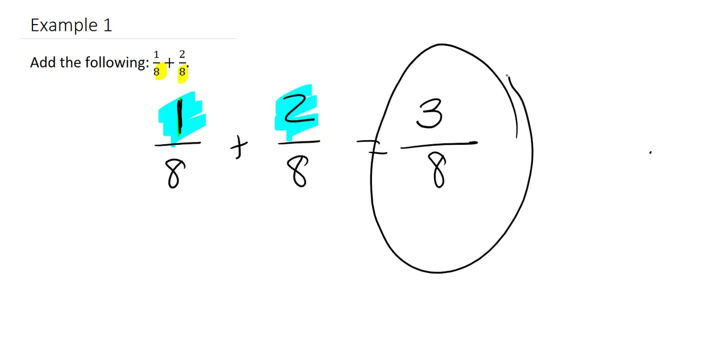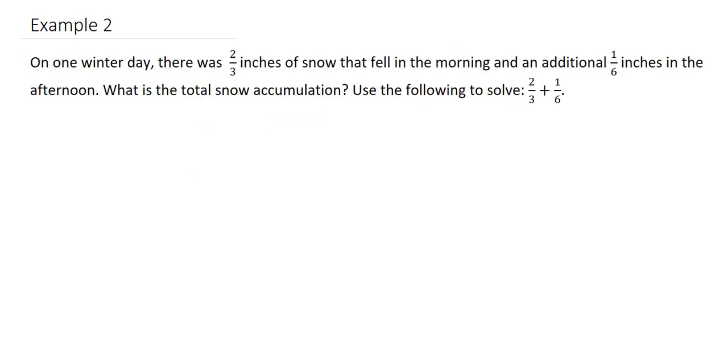Now let's look at another example. Example 2. On one winter day, there was 2/3 inches of snow that fell in the morning and an additional 1/6 inches in the afternoon. What is the total snow accumulation? We're going to use the following to solve. So 2/3 plus 1/6. The first thing we're going to notice is we have a 3 here and a 6 here. So we don't have a common denominator, so we cannot add yet.